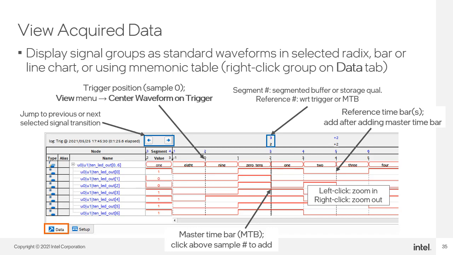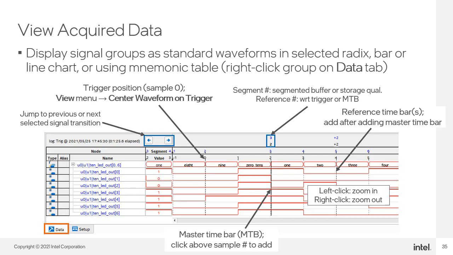The numbers above the master time bar indicate the current segment in a segmented buffer and the current sample within that segment. We'll look at the use of a segmented buffer later. The previous and next transition buttons will move the master time bar to the next or previous transition of a selected signal.